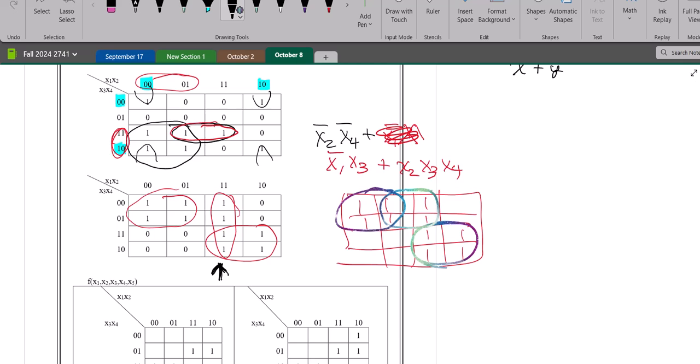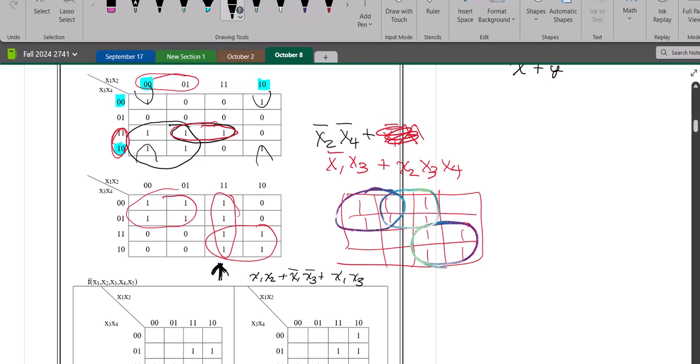So for this first one, this vertical row there, that is x1, x2. And then the circle in the top left is x1 bar, x3 bar, and the circle in the bottom right is x1 and x3.